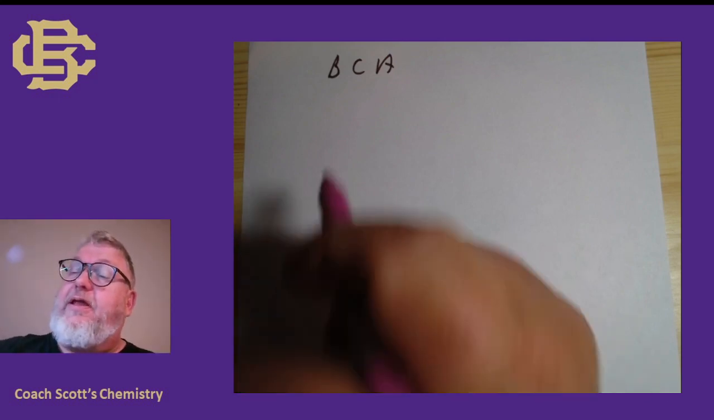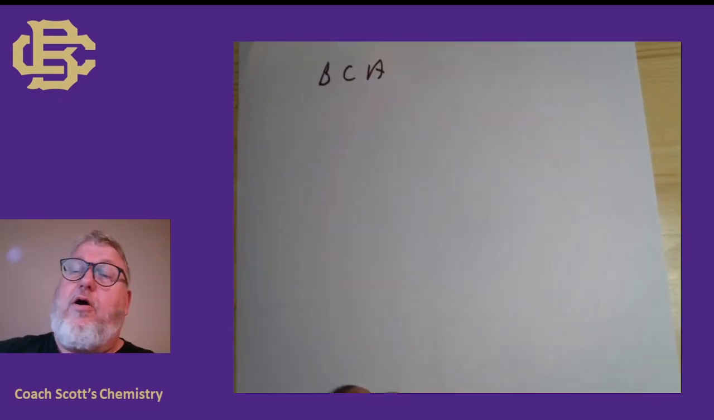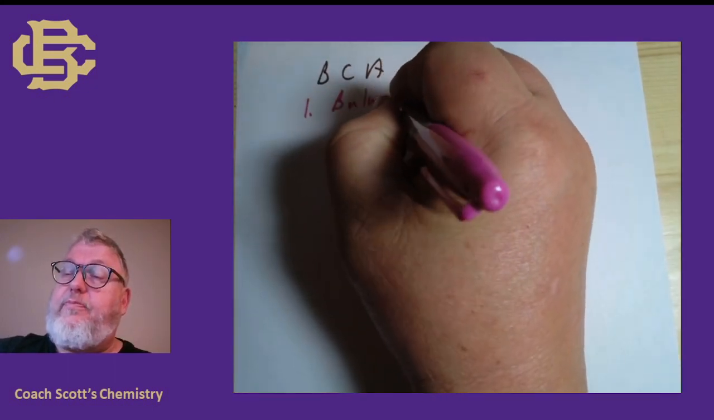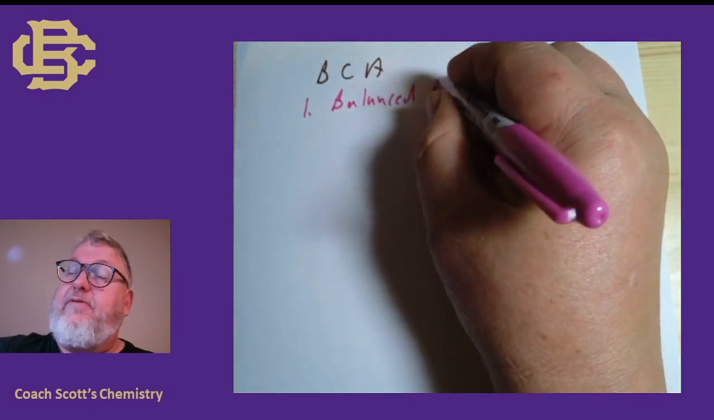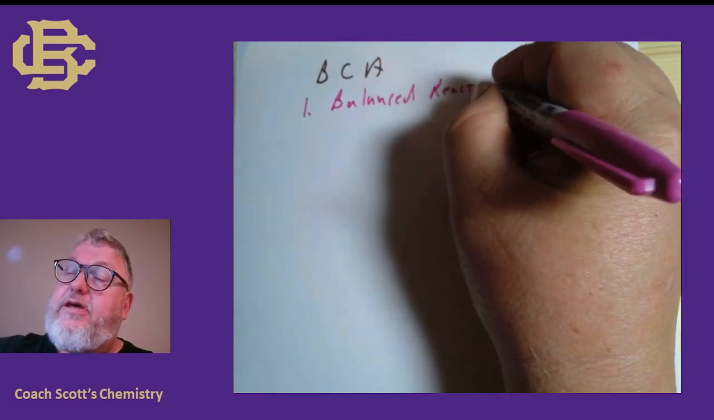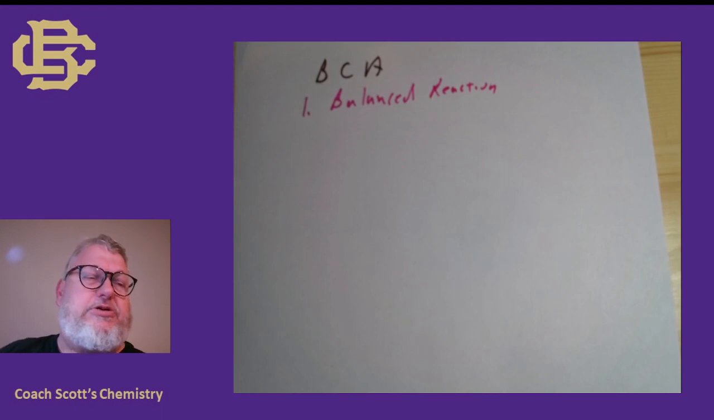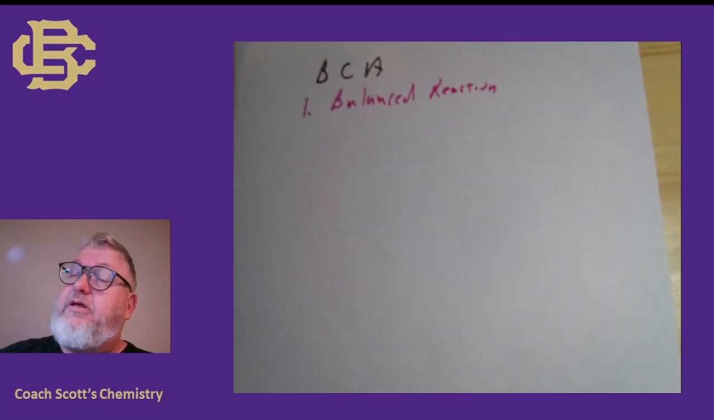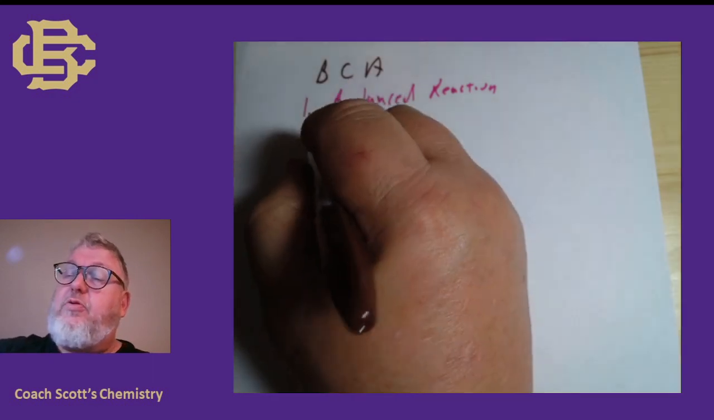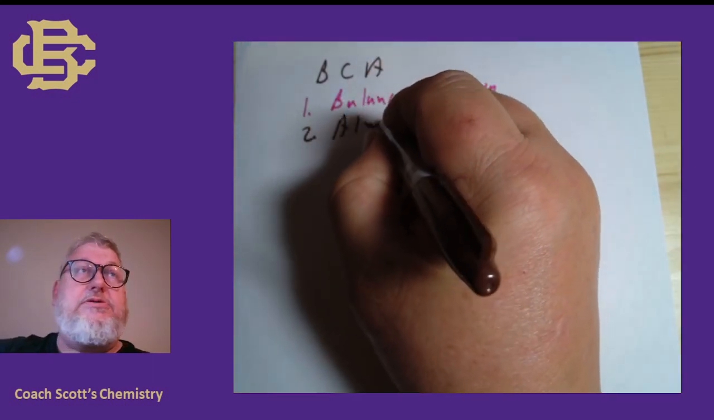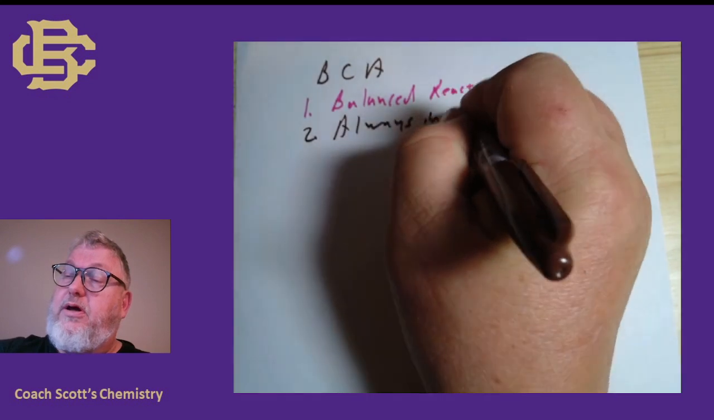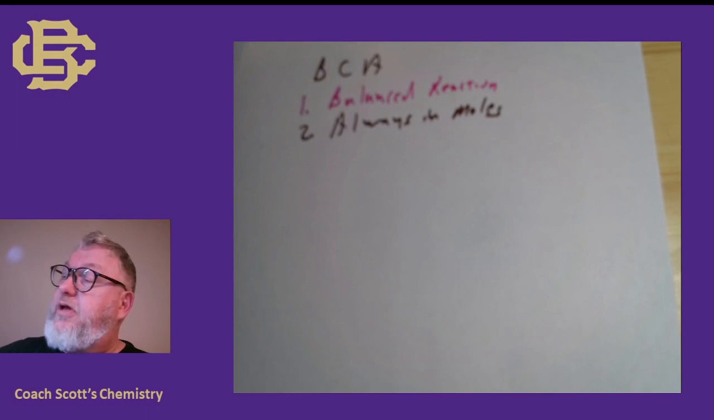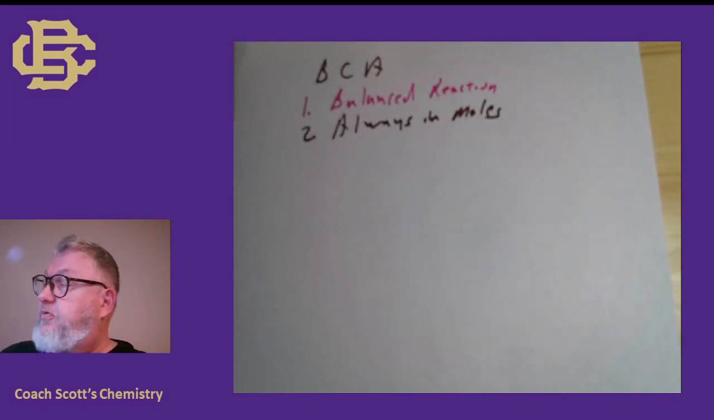So the first step in doing the BCA method always is to have a balanced reaction. And even if it's got some coefficients there, I'd always double check just to make sure that it is balanced. Our second is whenever we do the table, we're always going to be in moles. Always in moles. So let's throw a balanced reaction out there and we'll fool with it a little bit.